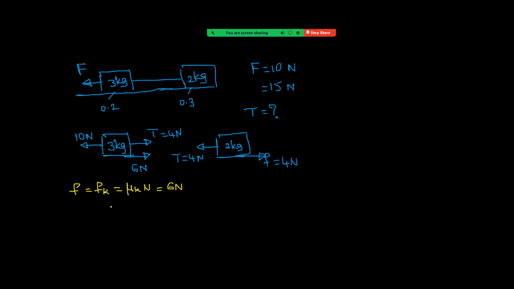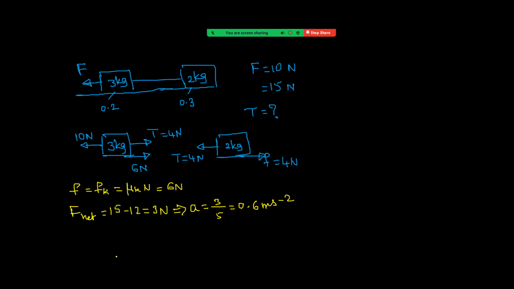First, I am applying a force of 15, and the frictional force is 6 plus 6, which is 12. So the net force is 15 minus 12, which is equal to 3. From this I can write the acceleration is 3 by 5, which is equal to 0.6 meter per second square.